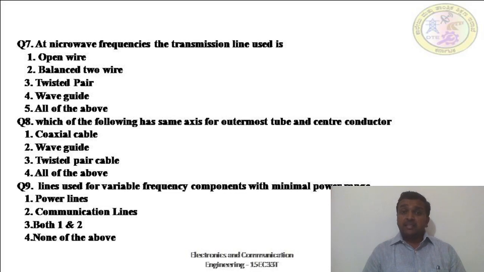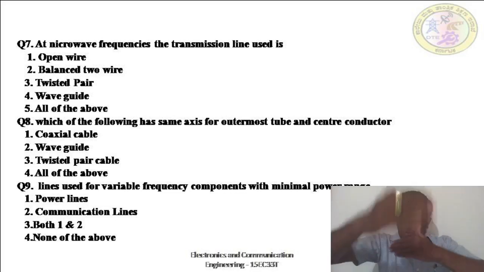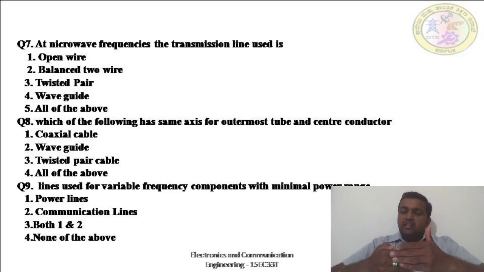Which of the following has the same axis for the outermost tube and center conductor? Option 1, coaxial cable. Option 2, waveguide. Option 3, twisted pair cable. Option 4, all of the above. The answer is coaxial cable. As in the explanation I told, what do you mean by coaxial cable? Coaxial means the axis of curvature is common to the outermost tube as well as the center conductor. They share the same axis of curvature. Hence the answer is coaxial cable. Option number 1 is the right answer. Let me move on to question number 9.